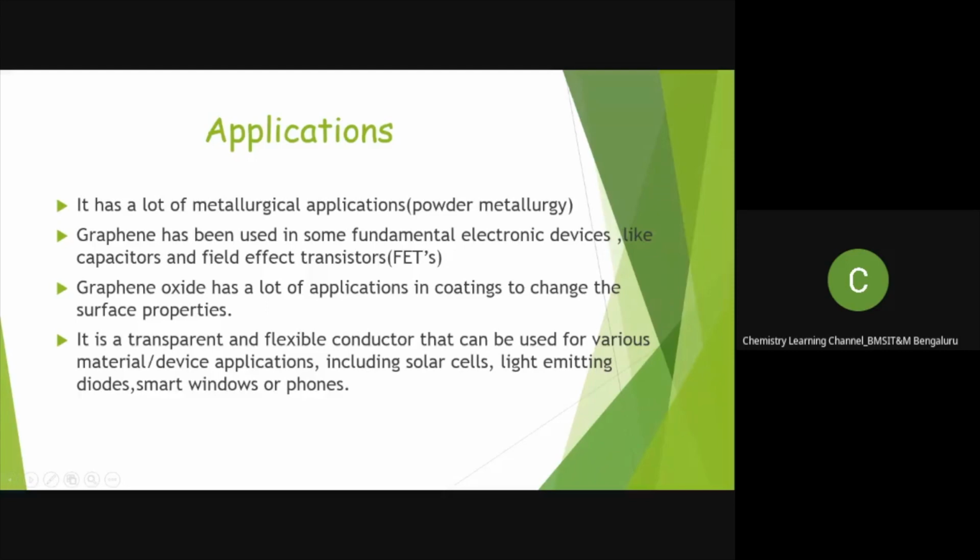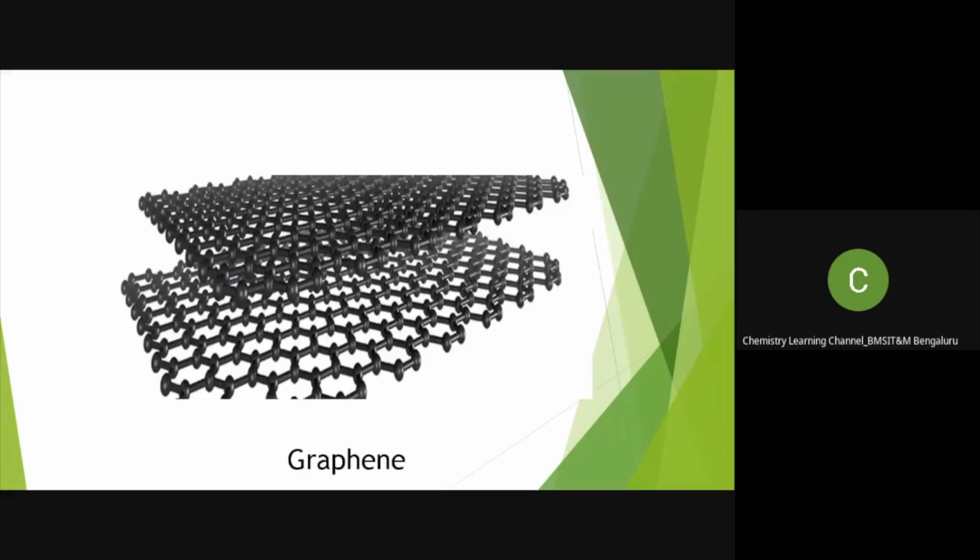The applications of graphene: it has a lot of metallurgical applications, for example, powder metallurgy, and it has been used in some fundamental electronic devices as well, like capacitors and field effect transistors. And it is a transparent and flexible conductor that can be used for various material or device applications, like light emitting diodes, smart windows, or phones. So the structure of graphene. So it's a monolayer of sp2 hybridized carbon arranged in a hexagonal manner.